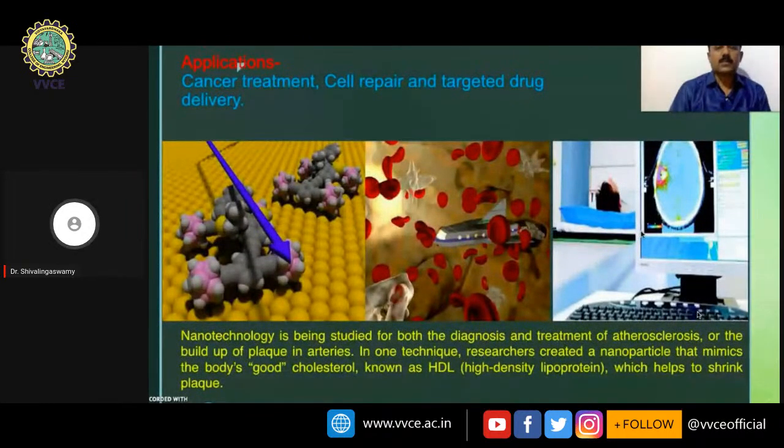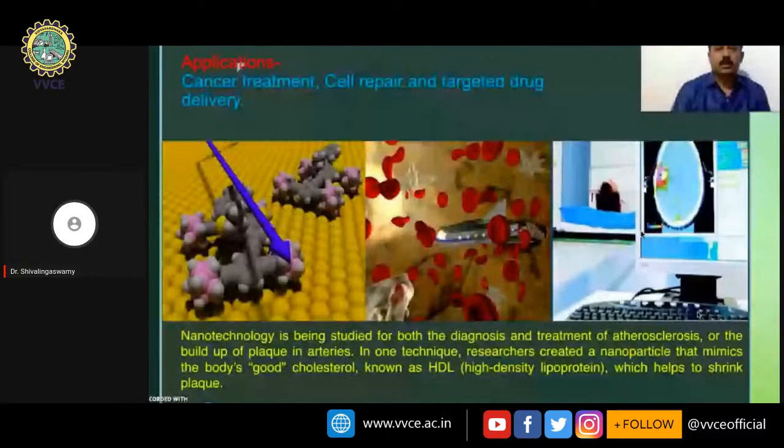As far as medicine is concerned, nanotechnology is playing a very important role in targeted drug delivery. Suppose you want to deliver a drug to cancerous tissue. What we do now in chemotherapy or other traditional treatments is give medicine for the entire body. So that has a lot of side effects. But if you can target this drug only to the diseased or cancer cells, then you can avoid all the side effects.